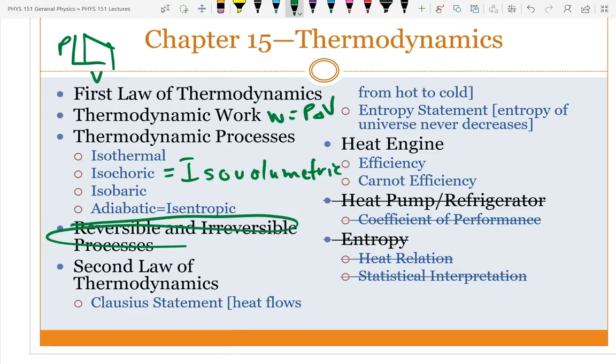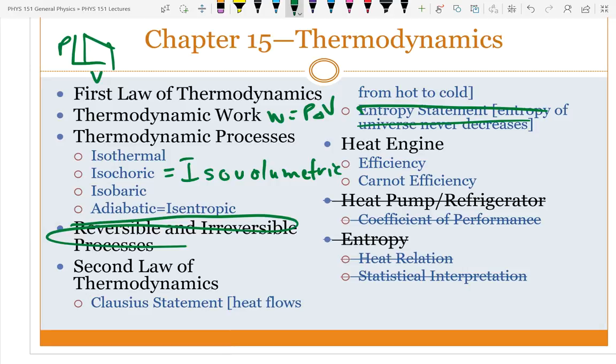Second law of thermodynamics, we learned from the get-go, energy spontaneously flows from the higher temperature to the lower temperature. What do we call that flow of energy? Heat. So heat flows from higher temperature to lower temperature. There is the second statement I have here, the entropy statement: the entropy of the universe never decreases. We didn't talk much about entropy at all, so I'm not going to ask you about this statement either because we didn't talk about it enough.